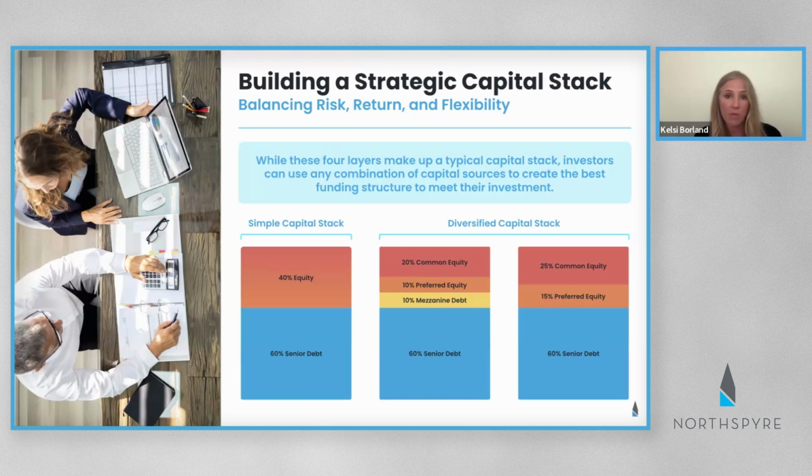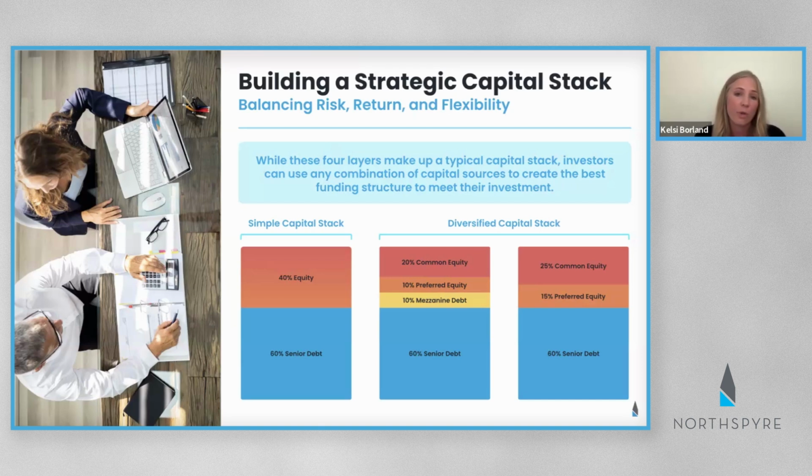Maybe you have the other 40% in cash. You want to keep it simple. You know what you're doing, you know what you want, you want to have this very simple capital stack. This is great. You'll have this simple capital stack on the side. You only have senior debt with 40% equity.